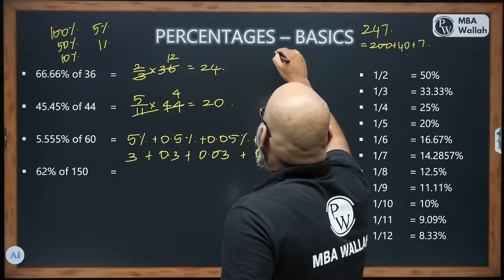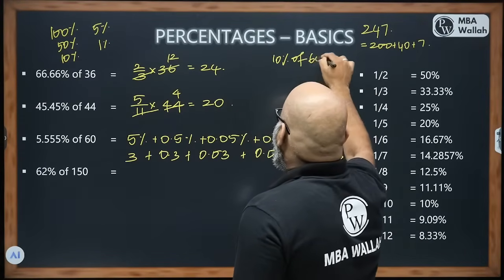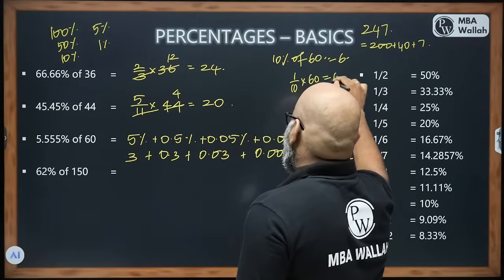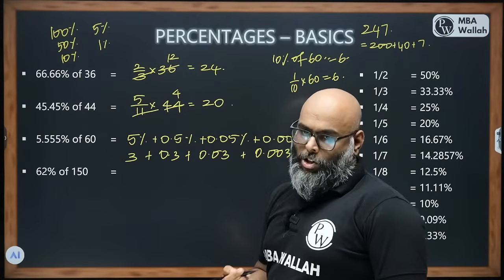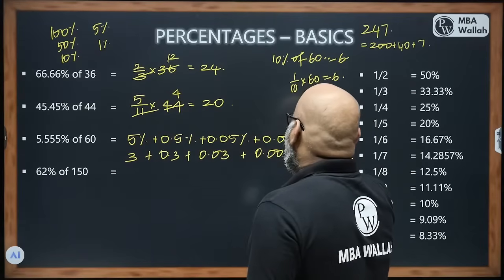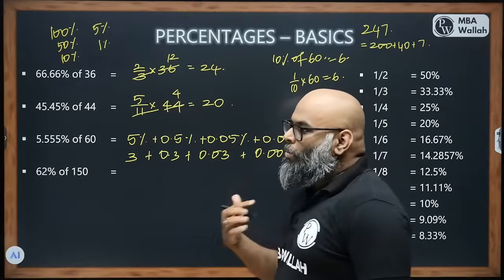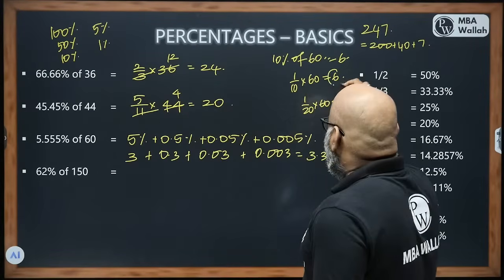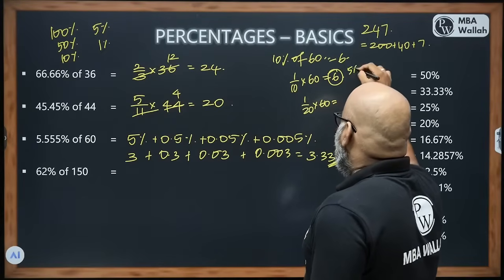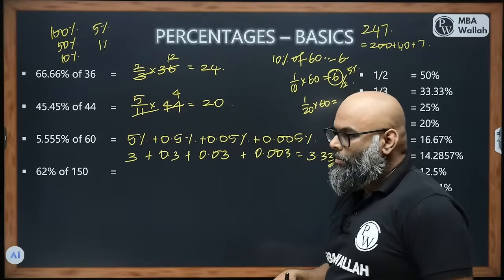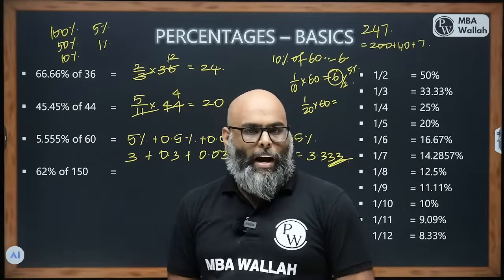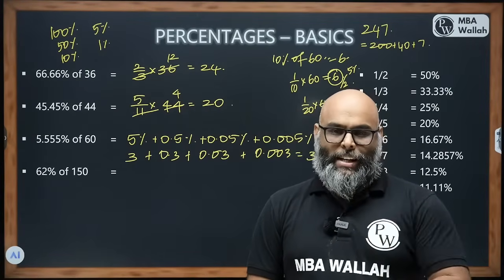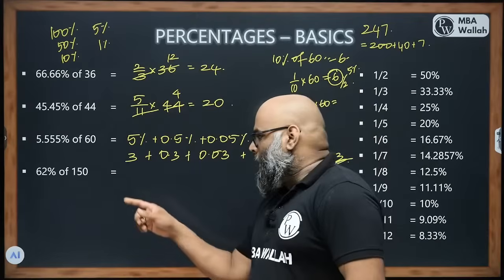So what is 10% of 60? Let's say that's 6. 1/10 into 60, that is 6. But I'm asking 5%. Technically 5% is 1/20th into 60, but I don't want to write it as a fraction. So this is 10%. Then 5% will be half of this, right? What is 5% of 60 then? Half of 6, which is 3. So I took 5% as 3.